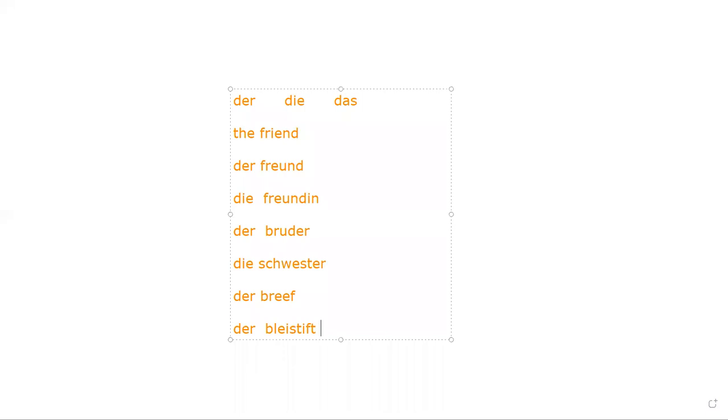Team, speak, because over here we can improve the phonetics in German language. So der Bleistift, we have the pencil. Der Brief is letter, and der Bleistift, we have pencil. Is it clear to you?